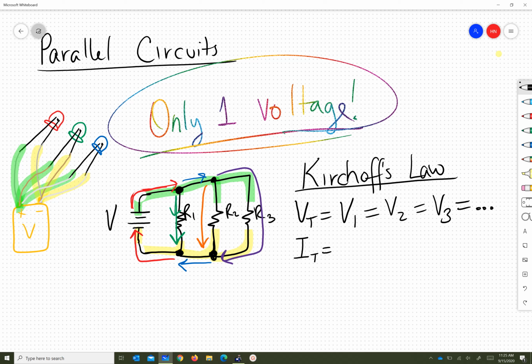The total current, in this case, if you think of the current as the quantity of charge per second passing through a point, the amount of current leaving the battery, denoted in red, is equal to the green plus the orange plus the purple. So it's going to be the current going through the first device plus the current going through the second plus the current going through the third device, etc.